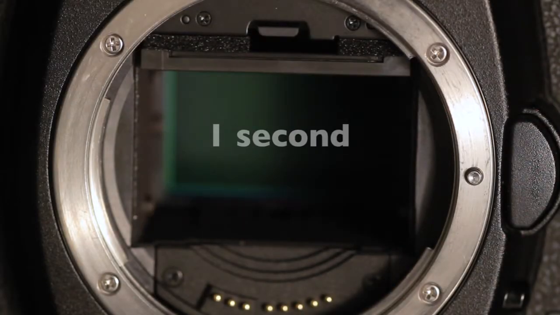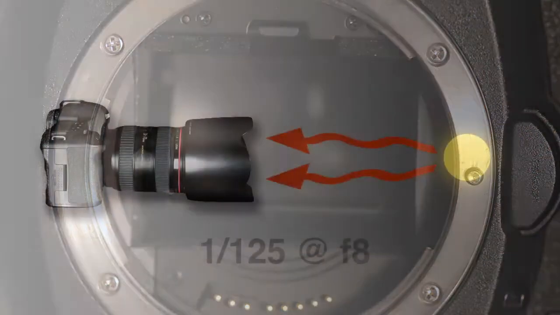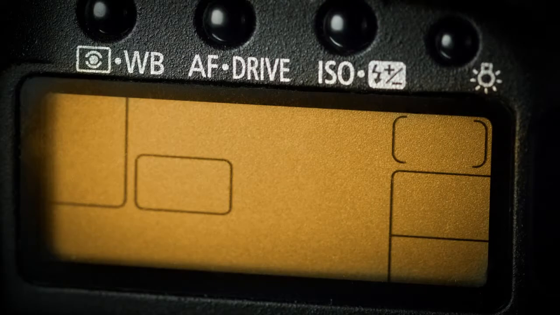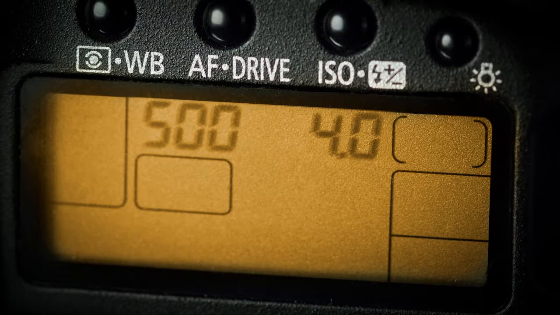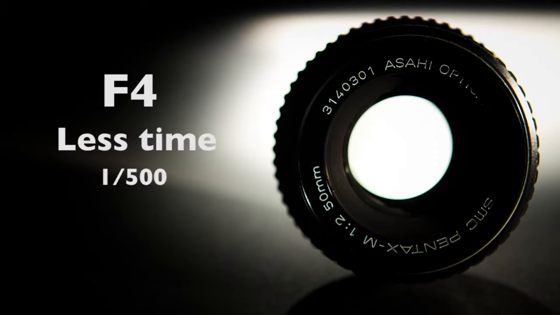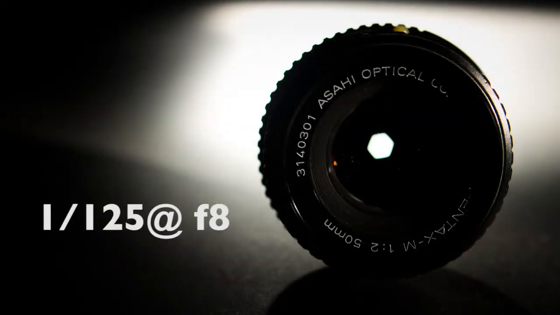The smaller the size of the hole, the slower a shutter speed is required, but as you will see in this example, the same volume of light strikes the sensor. So, 1/125th of a second at f8 is equivalent to 1/500th of a second at f4. f4 is a larger hole, so it requires less time, 1/500th of a second, to reach the same volume of light as the longer exposure, 1/125th of a second, at f8, which is a smaller hole.